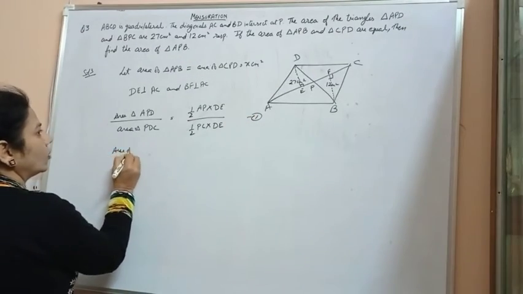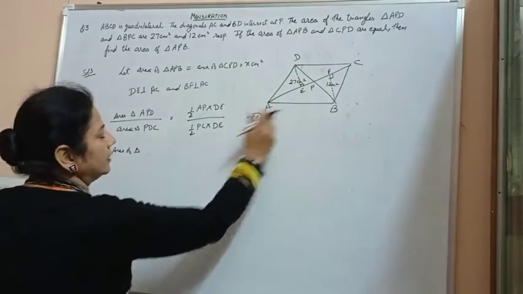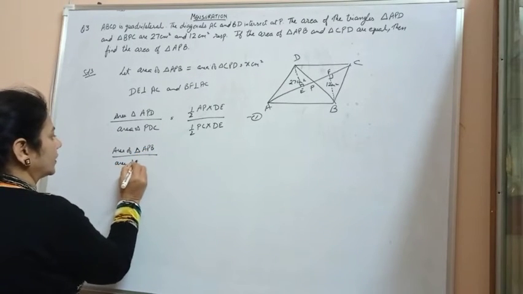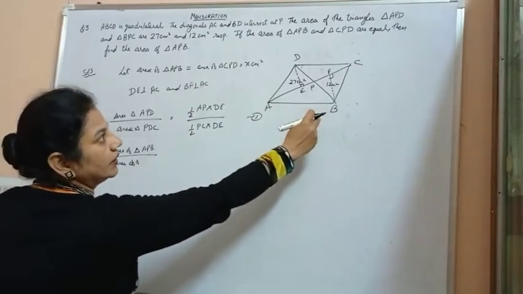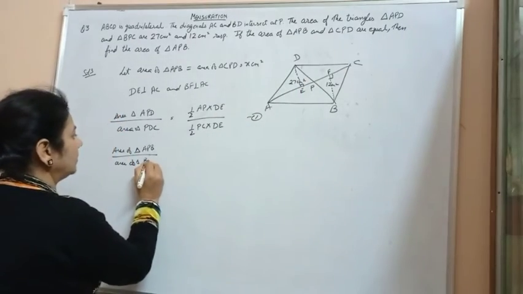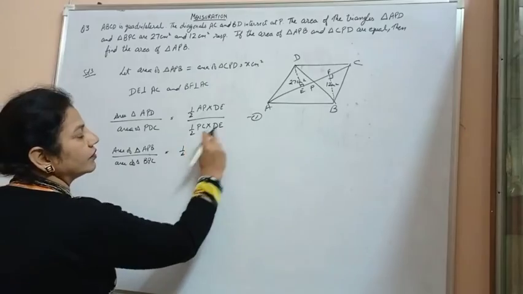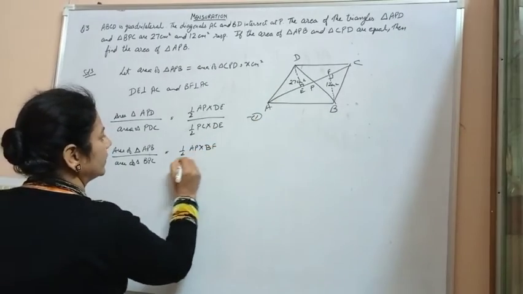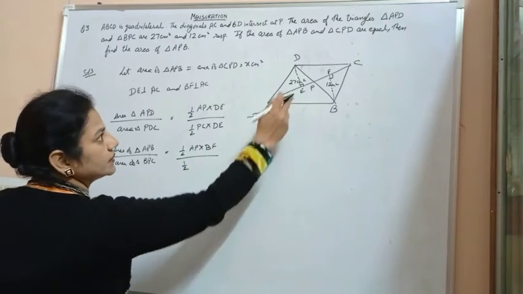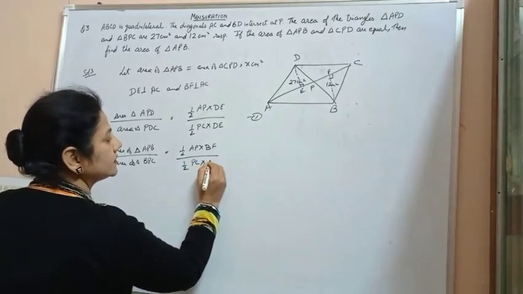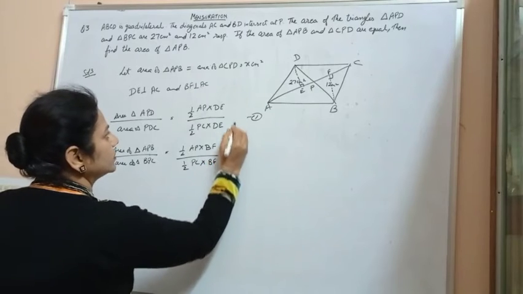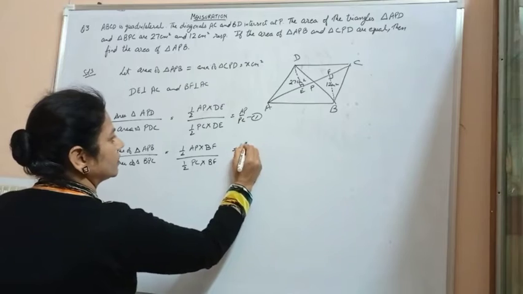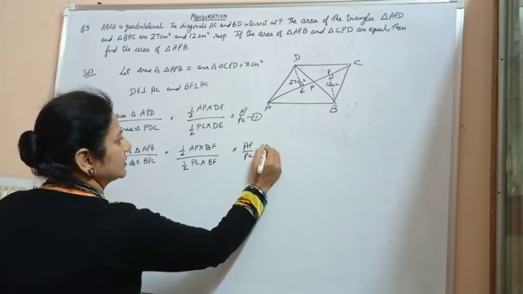Again, area of triangle APB divided by area of triangle BPC is equal to half base, which is again AP, and height BF, divided by half base PC and height again BF, which gives me the result AP upon PC. This also gives me AP upon PC. This is my second equation.